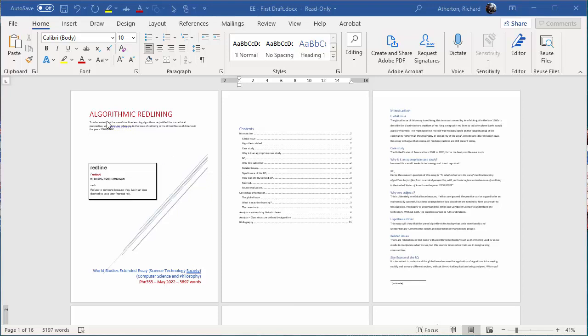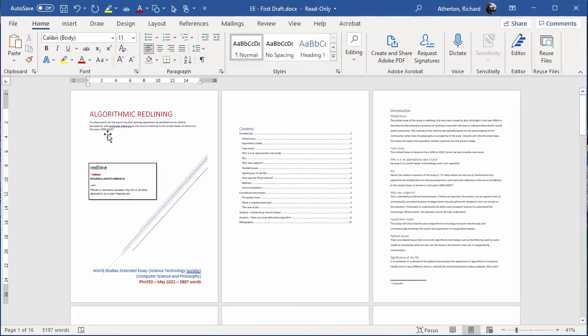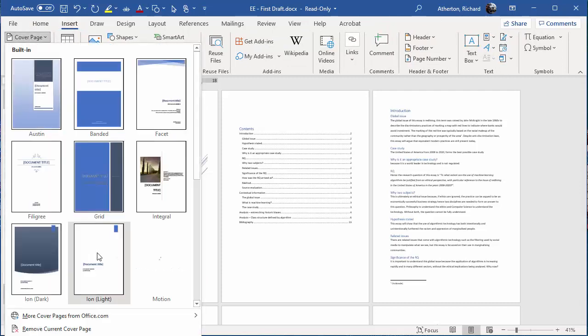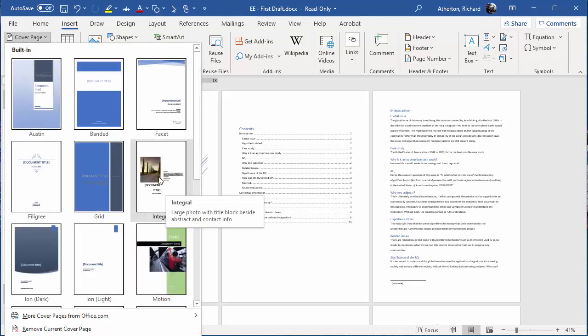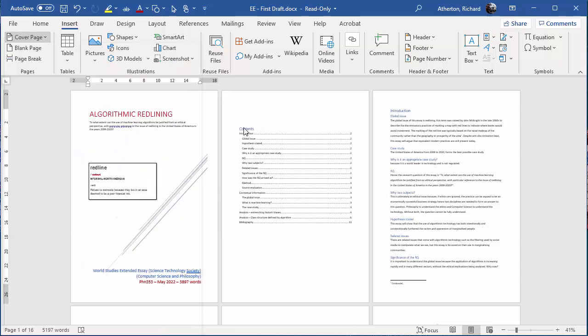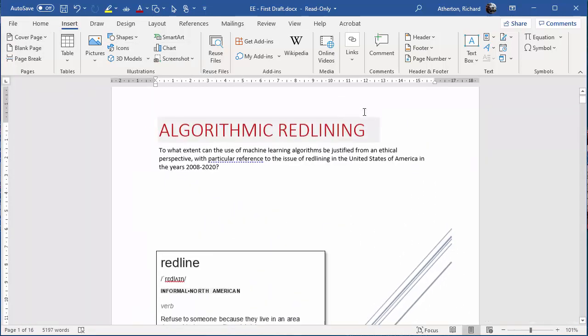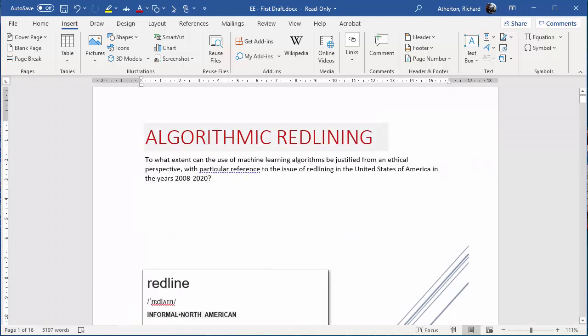So the cover page, first of all, let the computer do it for you. You just say insert cover page and pick whichever one you like. If you pick a photo, make sure it is correctly referenced. Generally I'd say don't pick a photo. So here we have it. A cover page must have a title.